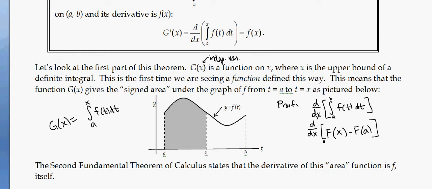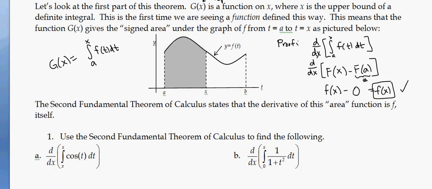Now when we go to take the derivative of this, we're taking the derivative of the antiderivative of x. So that's going to be little f of x minus the derivative of the antiderivative evaluated at a number. So this part is just a number. When we take the derivative of this number, it's going to go to 0. And thus, the derivative of our area function, the derivative of this integral, is little f of x. So there's our proof. Okay, so that's the second fundamental theorem of calculus. Let's see how we can use this.